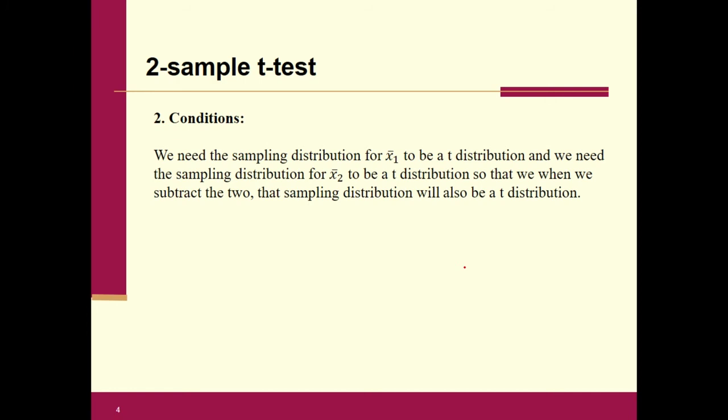Conditions. We need the sampling distribution for x bar 1 to be a t-distribution, and we need the sampling distribution for x bar 2 to be a t-distribution, so that when we subtract the two, that sampling distribution will also be a t-distribution. So in other words, we need either n1 to be greater than or equal to 30 for the central limit theorem to apply, or we need x1 to be normal. If we have either one, that means the sampling distribution of x bar 1 is a t-distribution.